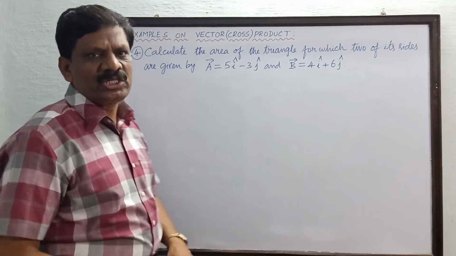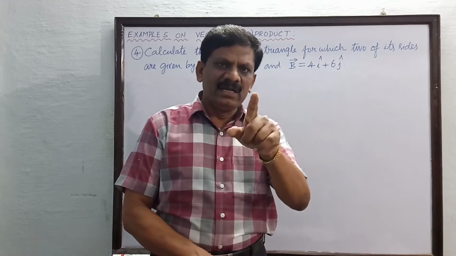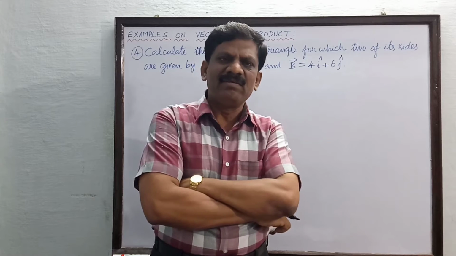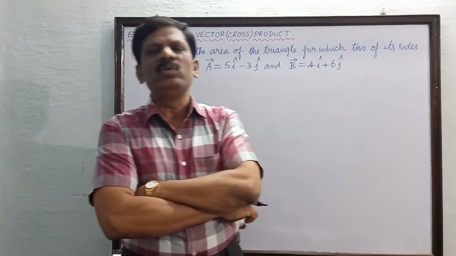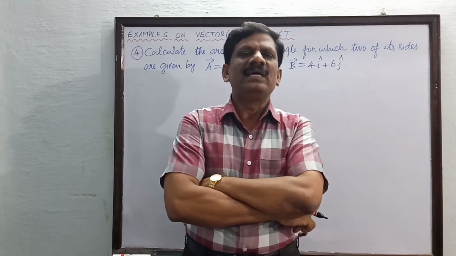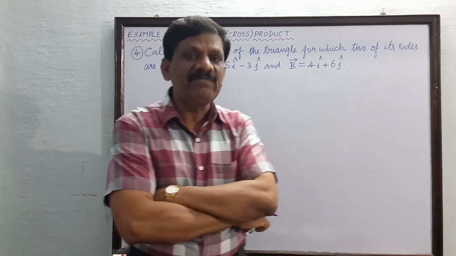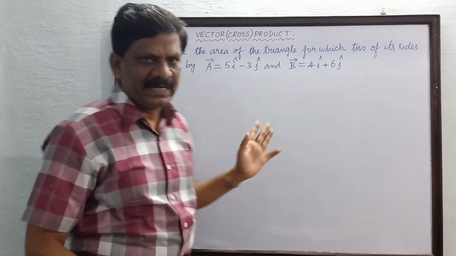Now as an application of the vector product we have studied that the area of a parallelogram is equal to what? Modulus of A cross B. And if we divide the parallelogram into two equal halves, it has two triangles. And the area of each triangle is half the modulus of A cross B. That is what we are going to find out.